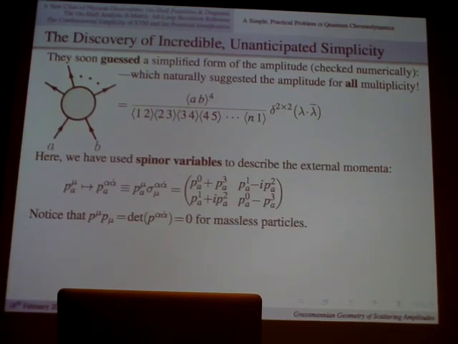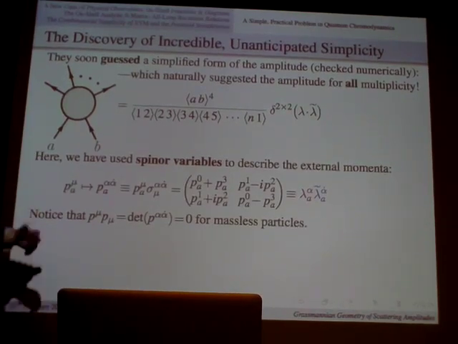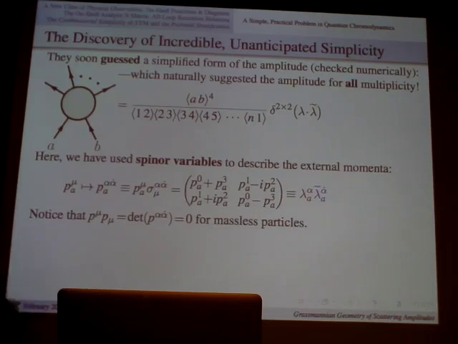All you need to do is write it as an outer product of two vectors. That will always have vanishing determinant, and we'll call it lambda, lambda tilde. These are the spinor helicity variables introduced by van der Waerden in 29. So this will always have vanishing determinant, and so this is a manifestly on-shell way of describing things. For notation, we're going to associate the lambdas with angle brackets and the tildes with square brackets, for a reason that'll become clear in just a second.